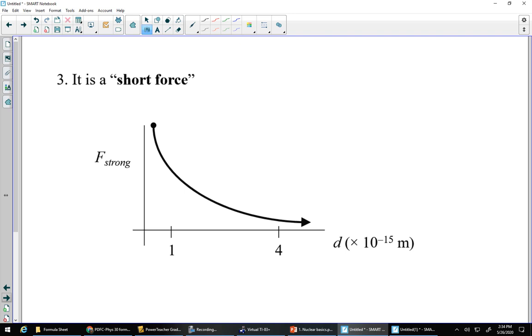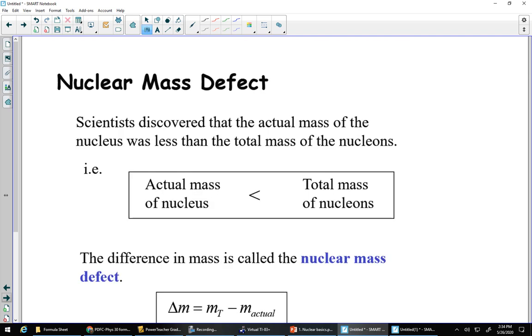Something to note, it is a short force in quotation marks, which means it works only over very, very, very extremely small radii or distances. So this is 10 to the negative 15 meters. If I'm at 1 times 10 to the negative 15 meters, I got a decent strong force. If I'm at 4 times 10 to the negative 15 meters, I have pretty much no strong force. Right? It decreases so quickly with distance. It only really works on these nucleons that are just so close together. Okay.